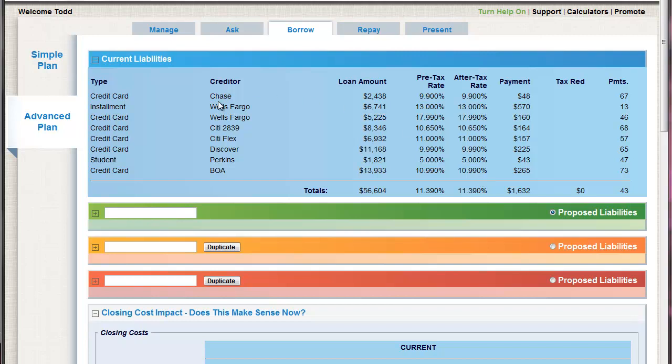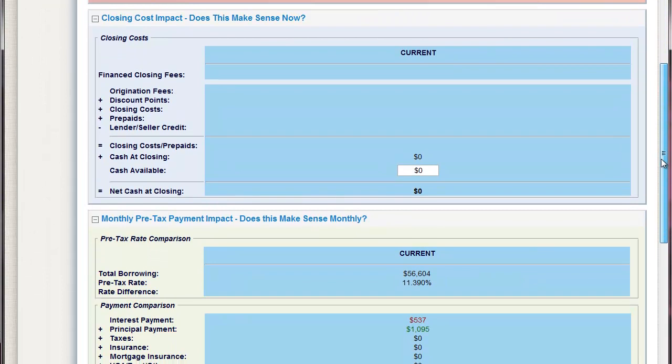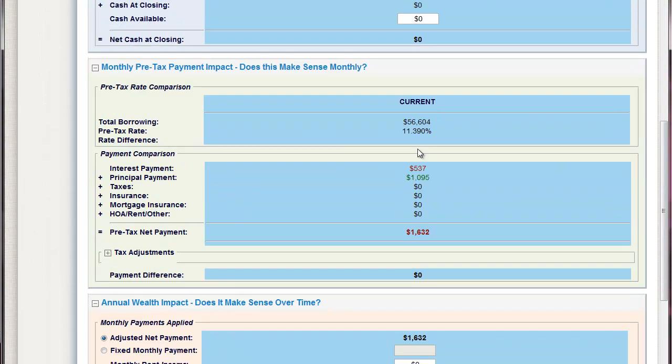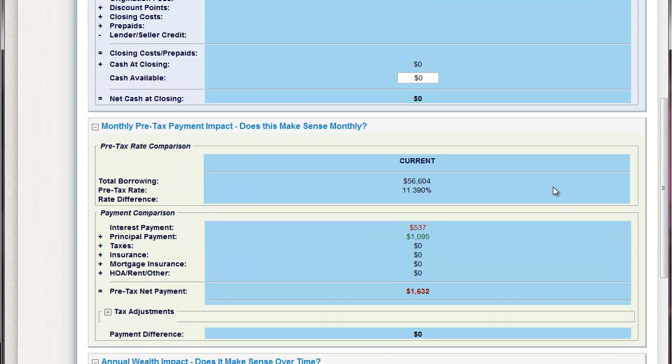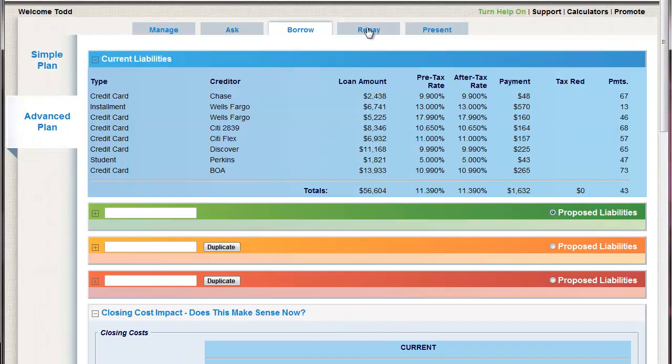So what we're able to do here is, by shrinking up the three options, we see only the current liabilities, and we can scroll down the bar screen and see there are no closing costs. We can see their current payment, $1,632 a month, and we can go all the way down and look at whatever time frame we want. In this case, the time frame for this advisor is 6 years. The after-tax savings rate is 3.9%. And I'm going to show you what he did for the client on the Repay screen.